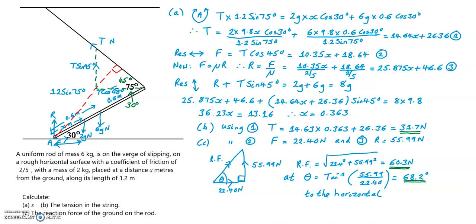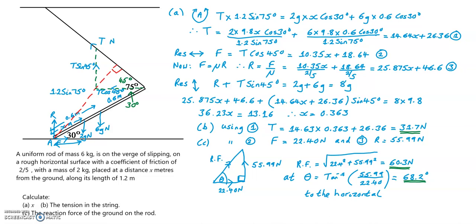In this mechanics video, a uniform rod of mass 6 kilograms is on the verge of slipping on a rough horizontal surface with coefficient of friction of 2/5, with a mass of 2 kilograms placed at a distance x meters from the ground along its length of 1.2 meters. The tasks are to calculate A, x, B, the tension in the string, and C, the reaction force of the ground on the rod.